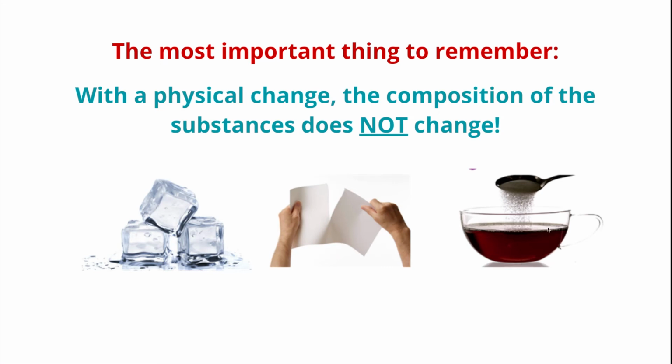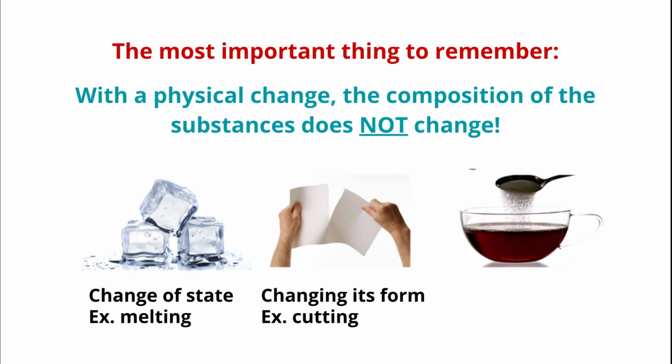So, really important to remember with a physical change, the composition of the substance does not change. Some great examples of physical changes are things like changes of state. So, that could be melting, it could be freezing, could be evaporation, changing its form. Also ripping a piece of paper, cutting it, and so on, and also dissolving. So, dissolving sugar into tea, you still have the same substances. They haven't changed composition. They've just now come together in a solution. So, whenever you see dissolving, that is a physical change.